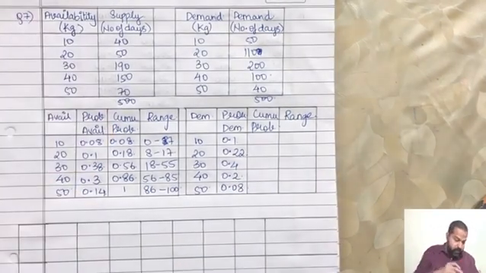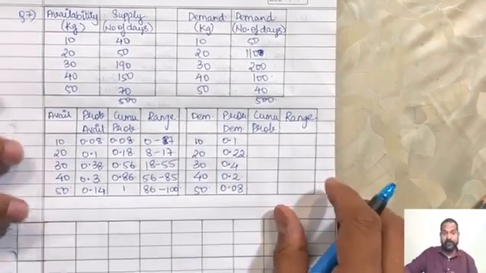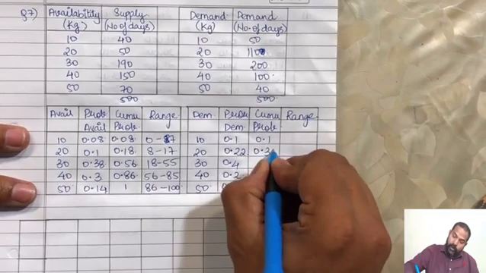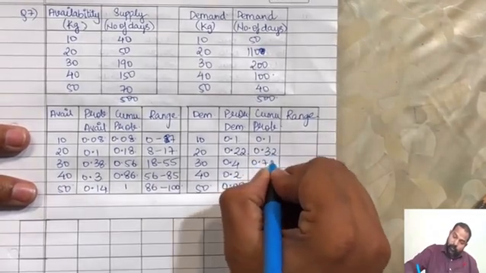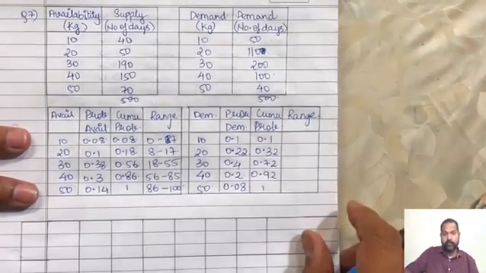Let's check what the total is. The total is 0.1 plus 0.22 plus 0.4 plus 0.2 plus 0.08. Is the total 1? Yes. Fantastic. Let's cumulate. 0.1, 0.32, 0.72, 0.92 and 1.